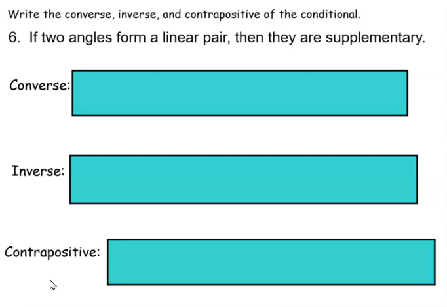So hit pause and write your sentences now. So hopefully we've written our sentences. Let's run through what they are. Original says if two angles form a linear pair, then they are supplementary.